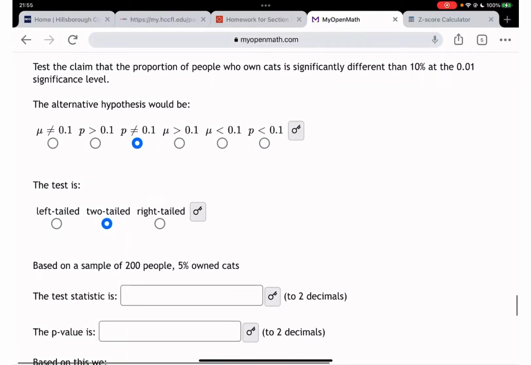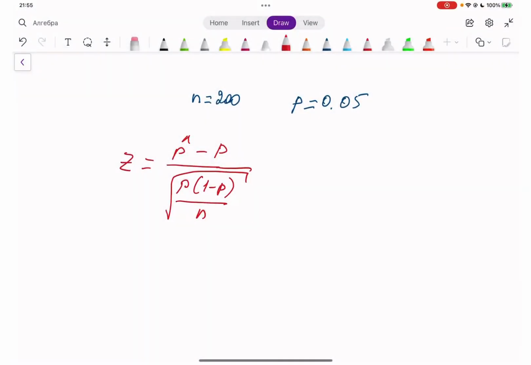Yes, 0.1. That is very true. 10%, which is 0.1. Okay. P is 0.05, 5%, right? So that's it, and sample size is 200. We have everything we need.